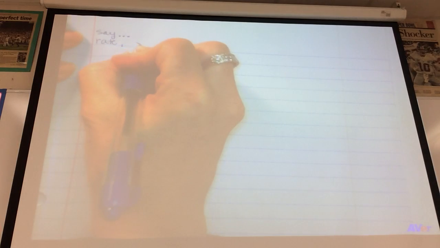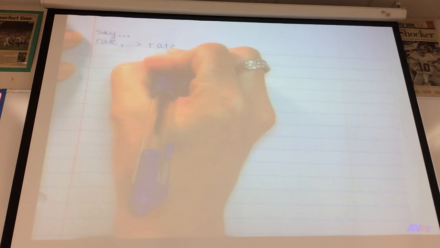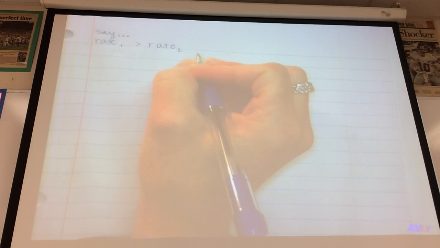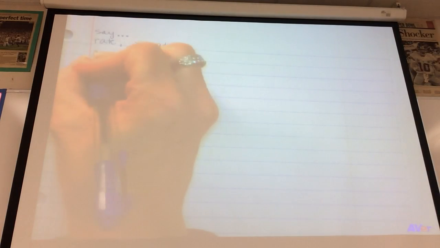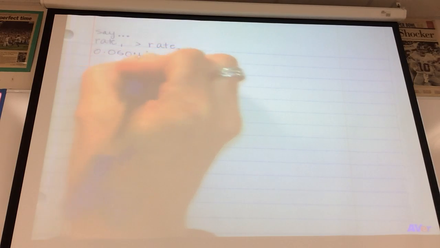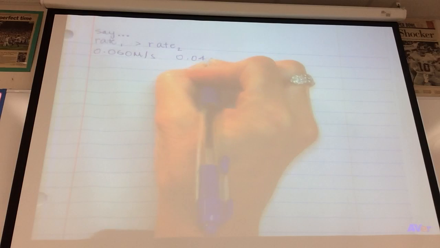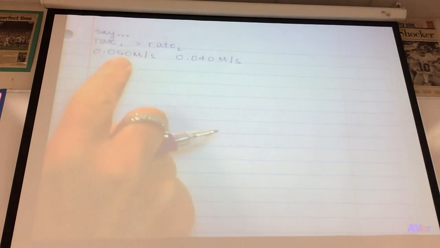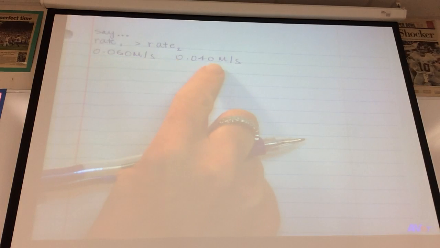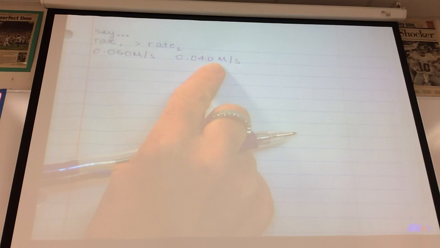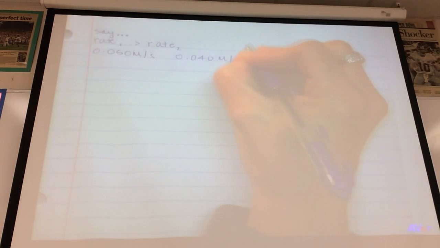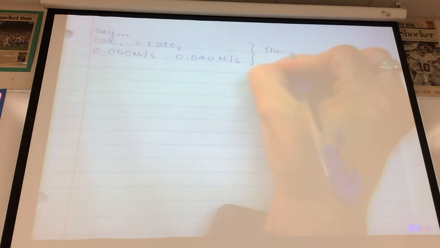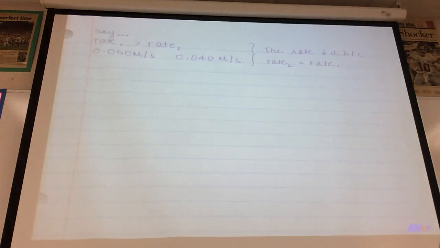Let's say that rate 1 is greater than rate 2. For example, 0.060 molar per second compared to 0.04 molar per second. So what happened between the first interval and the second? Did the rate decrease or increase? Decreased. So this would be an example in which the rate decreased because the rate of the second is less than the rate of the first, or the rate of the first is greater. It doesn't matter how you do it.